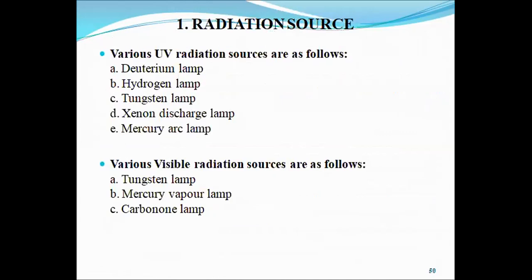Radiation sources are of various types. We can use different radiation sources such as the deuterium lamp, hydrogen lamp, tungsten lamp, xenon discharge lamp, and mercury arc lamp. If we want to use any of these five types of radiation source, we can use it for ultraviolet radiation. Whenever we use a deuterium, hydrogen, tungsten, xenon or mercury arc lamp, we get ultraviolet radiation. For visible radiation, there are separate radiation sources like the tungsten lamp, mercury vapor lamp, and carbon arc lamp.